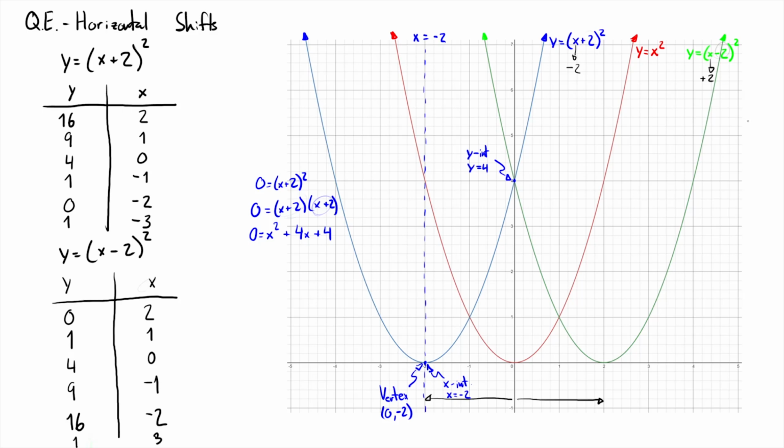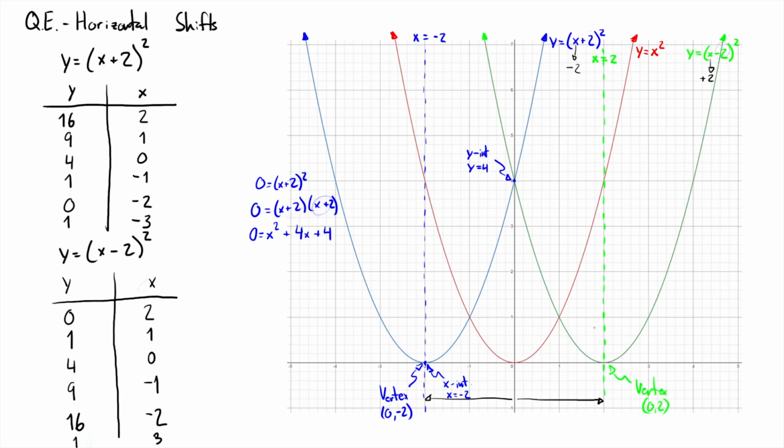If we move to the green graph, we'll see similar things. We have this axis of symmetry, and in this case, the axis of symmetry has moved to the right by 2 units. Okay, so this is our axis of symmetry, and it just so happens to be at x equals 2. Okay, and the vertex is here as well, so we can label that, and the vertex is at 0 comma positive 2 as opposed to 0 comma negative 2.